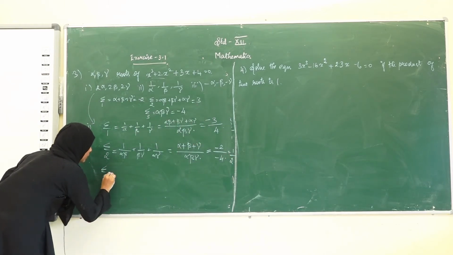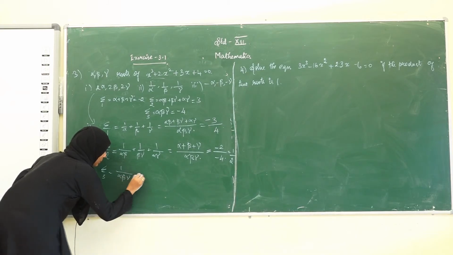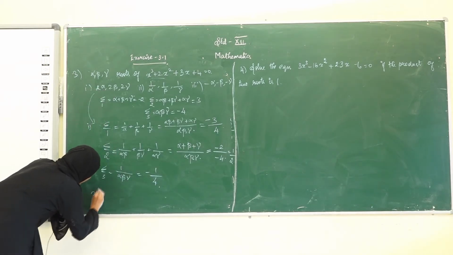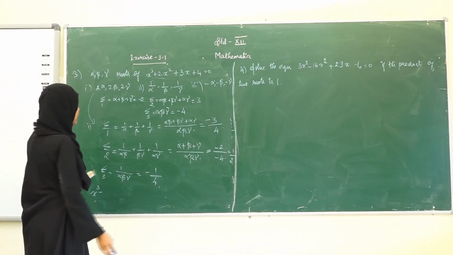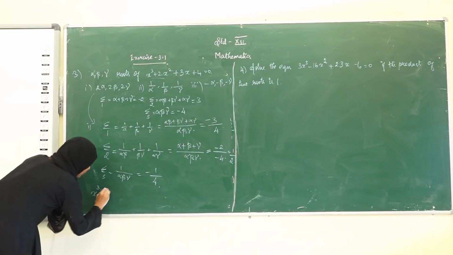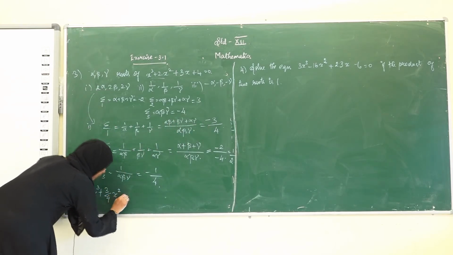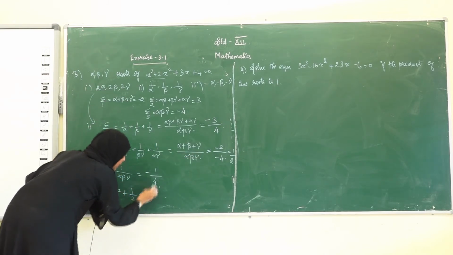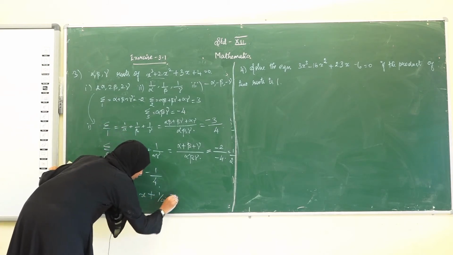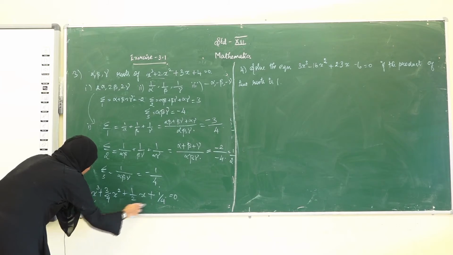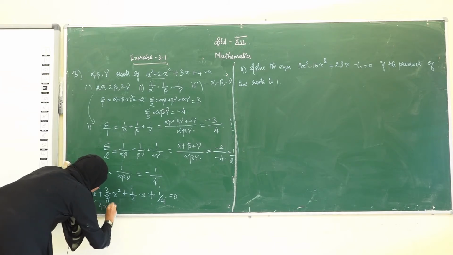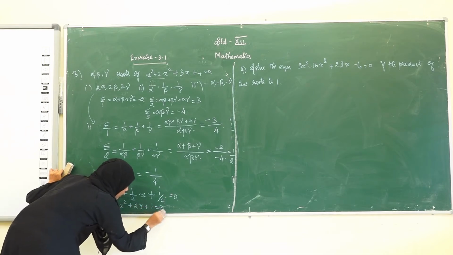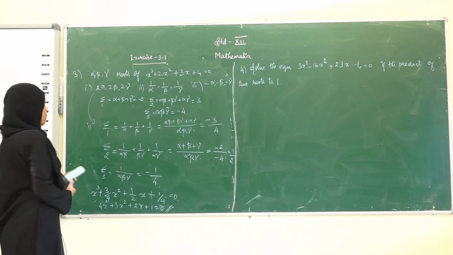And the summation 3, which is equal to 1 by alpha beta gamma, is minus 1 by 4, since the value of alpha beta gamma is minus 4. So to write the cubic equation from this, we get x cube minus of minus 3 by 4 x square, so plus 3 by 4 x square, and the second term is plus 1 by 2 x, minus of minus 1 by 4 equal to 0. Multiplying throughout by 4, what we get is 4x cube plus 3x square plus 2x plus 1 equal to 0. This is the required cubic equation.